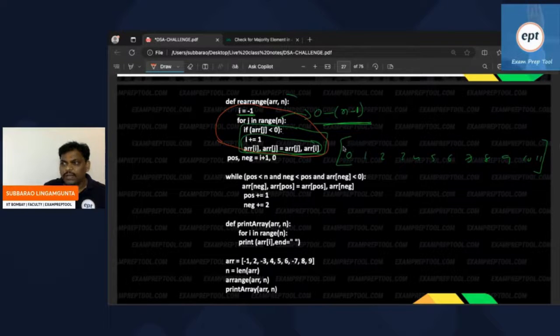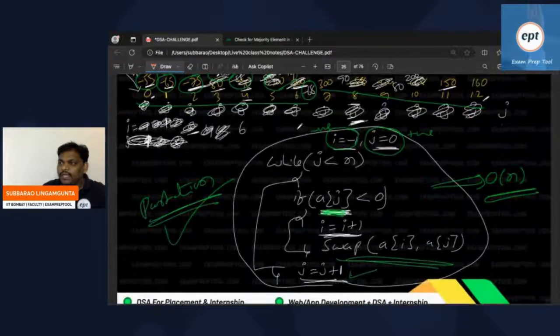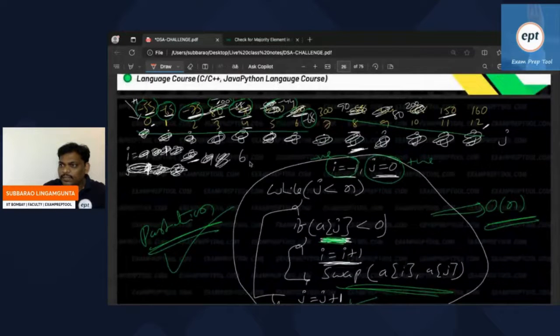Let us assume some numbers: -80, -90, -60, -40, -50, -30. Let me write now: 10, 20, 30, 40, 50, 60. After the partition algorithm, this is the behavior. And one more thing, observe clearly: wherever i is at the end of the partition algorithm, i is somewhere else. See this one, i is 6.